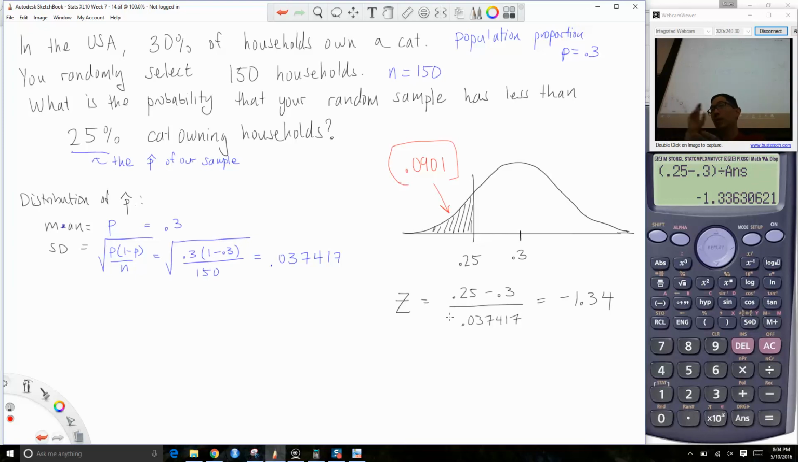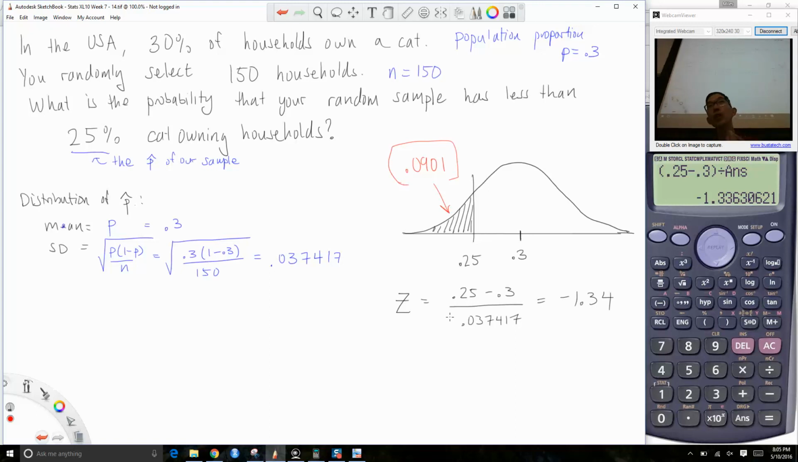Is that conceptually okay? So every time I select, if one day I go out and I survey 150 households, maybe I get a lot of cat owners. Maybe the next day I go out and I survey 150 households, I get very few cat owners. And that's going to be subject to just random chance, right? So from day to day, each sample I could end up getting a different p hat.